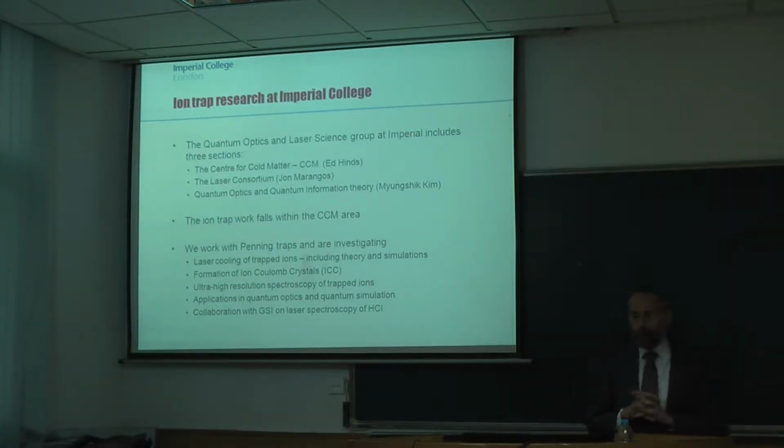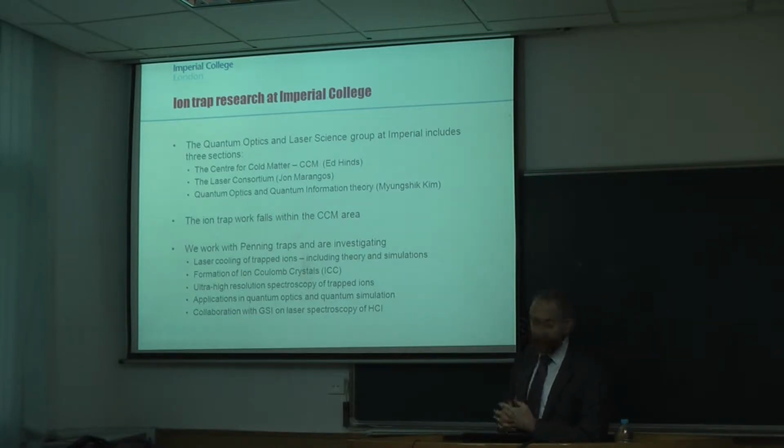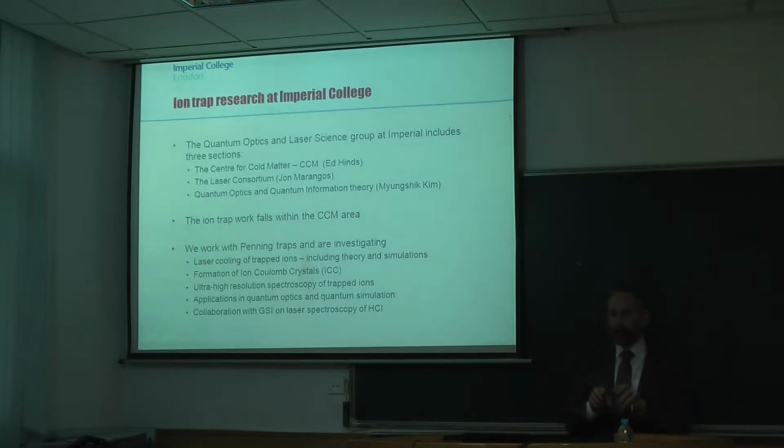So my own group is involved with ion trap research, and we fall within this quantum optics group, which has three main areas. One is cold matter, which is cold atoms and cold ions, and then the laser consortium is involved with short pulse lasers, very high intensity short pulse lasers and interaction with atoms and molecules and clusters. And then there's a theoretical group which is doing work in quantum information and quantum optics.